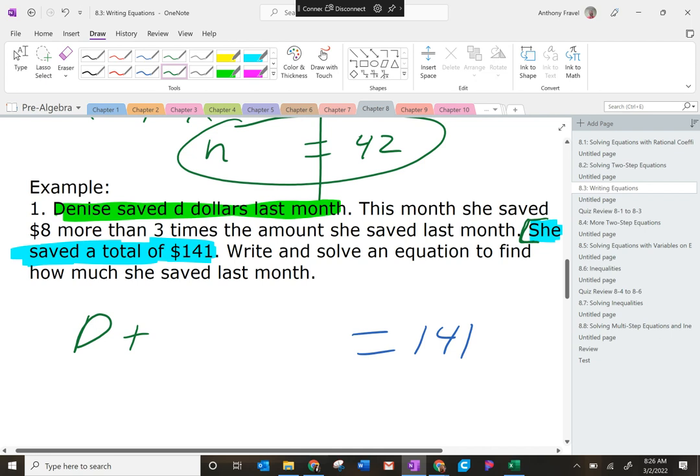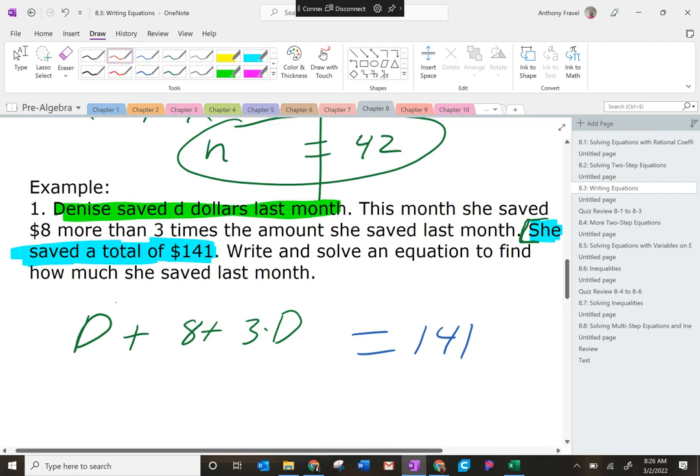and now it's going to say, she saved 8 more than 3 times the amount she saved last month. This one is a tricky one, I'll give you that. Any guesses on how we can go about writing 8 more than 3 times the amount she saved last month? Mary? Yeah. So it's going to say 8 more. So 8 plus. Perfect. And then as Mary said, it's 3D or D times 3 because it was 3 times as much. Actually, I'll make that capital just like the other one.